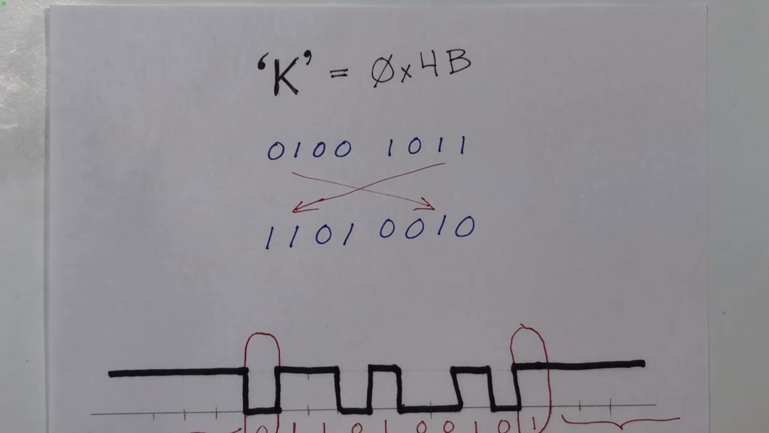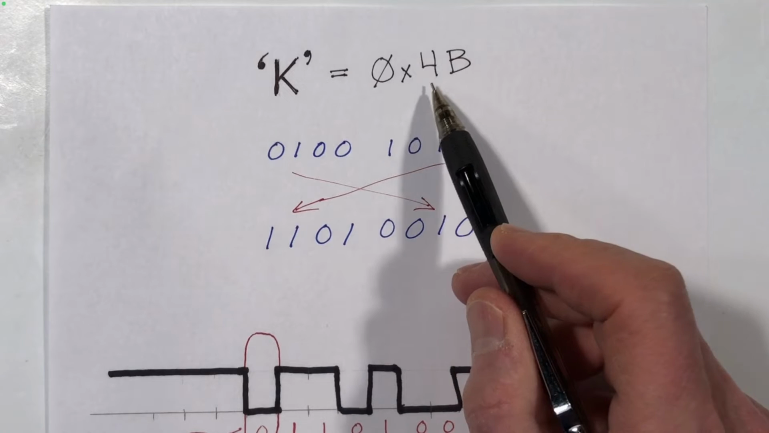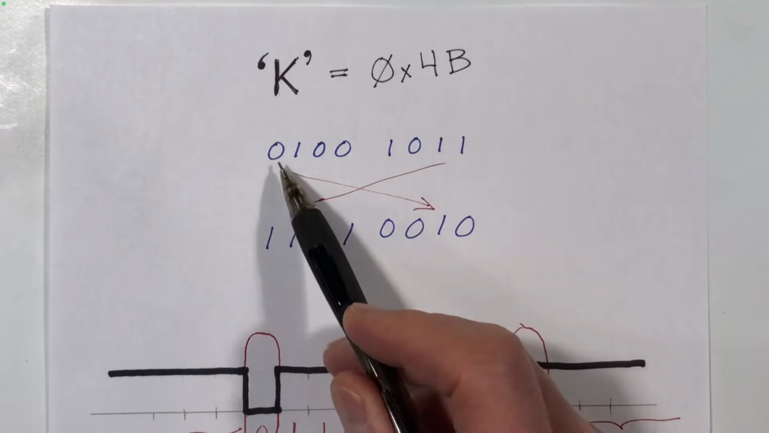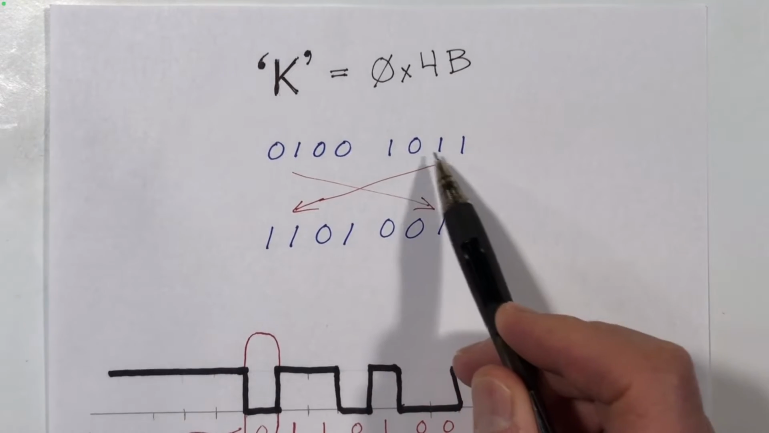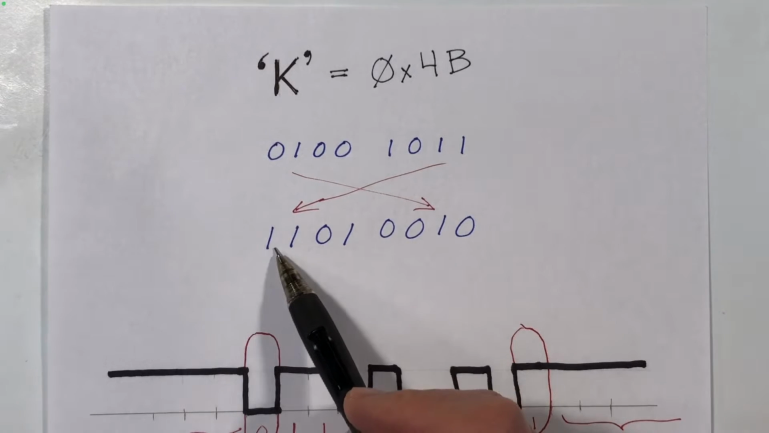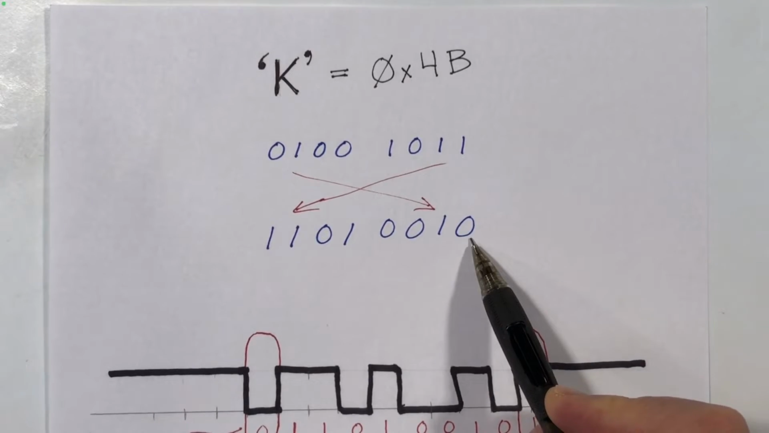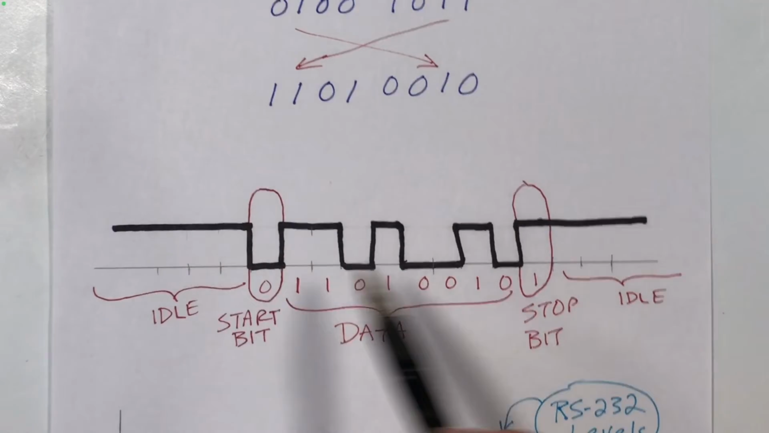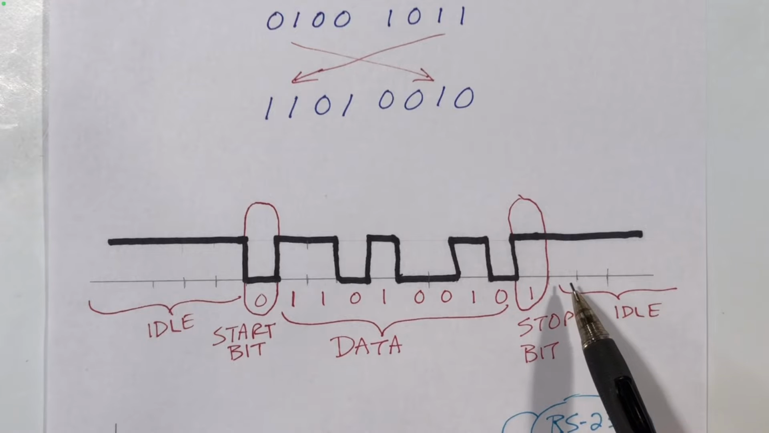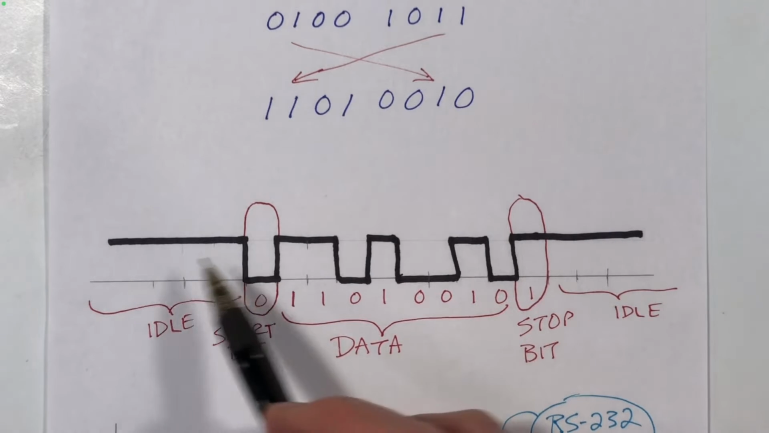To describe how bytes are sent over a serial communication channel, let's look at sending the uppercase K. In ASCII, that's 4B, or 01001011. The bits are sent in reverse order, so we send the least significant bit first, followed by the more significant bits. Here's a waveform that shows what is sent over the wire from the transmit to the receive channel.